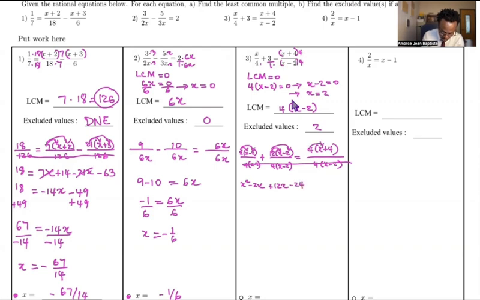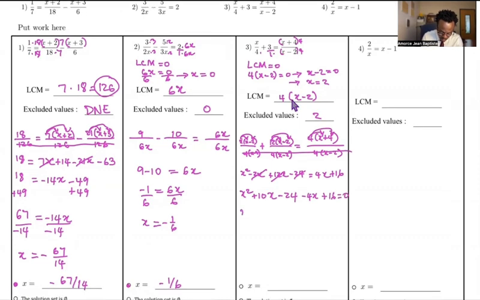And this will be 4x times 16. I mean plus 16. Okay, when we have no denominators now, we can go ahead and combine like terms. X squared, negative 2x plus 12x, that's 10x, minus 24. Move the terms over, minus 4x plus 16 equals 0. That's x squared.